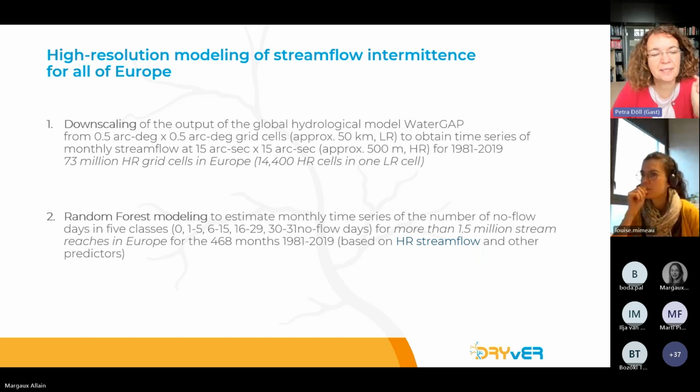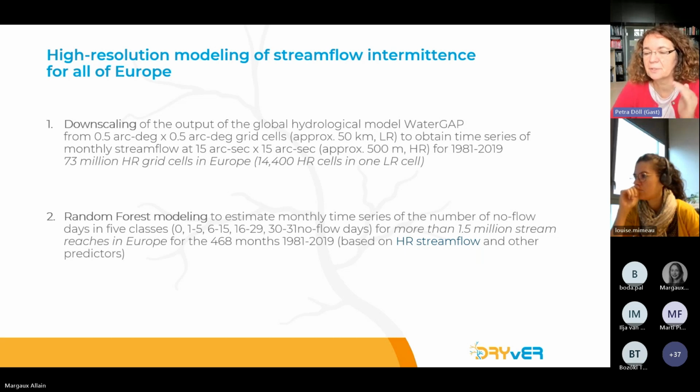Then we used the downscaled monthly streamflow time series. So for every single month between 1981 and 2019, we used that, similar to what Lee said, as an input to a random forest model, but at the monthly scale. The second step, the random forest modeling, is there to estimate monthly time series of the number of no-flow days in 5 classes. So either 0, so perennial, or these other 5 classes that I've already told you. And then we estimate that not for every single cell at the 500 meter resolution, because the 73 million is too much. We do that for reaches. So we derive reaches, similar to what also Lee said. And we have identified 1.5 million reaches.